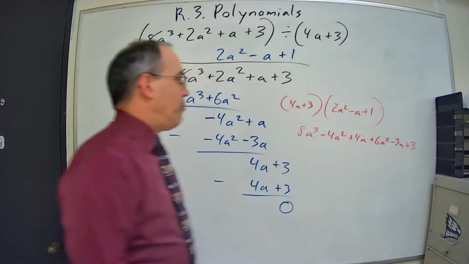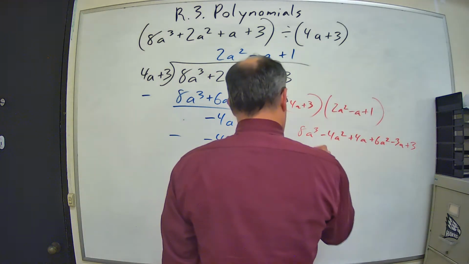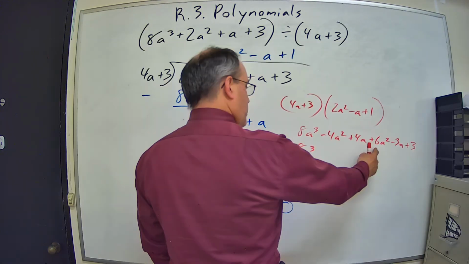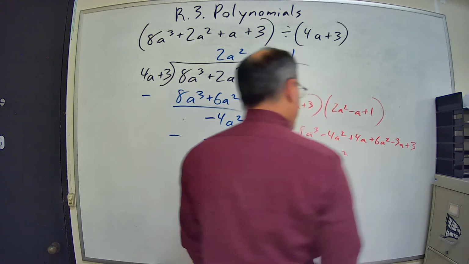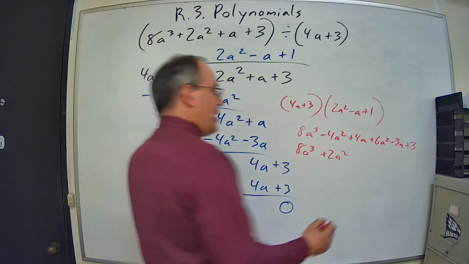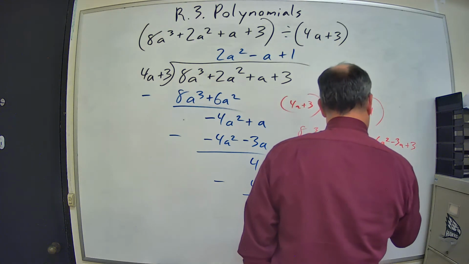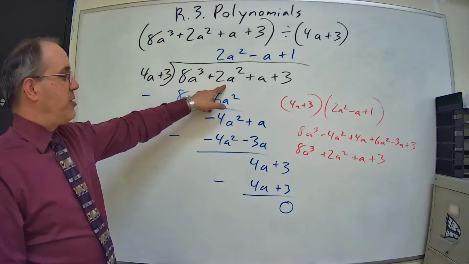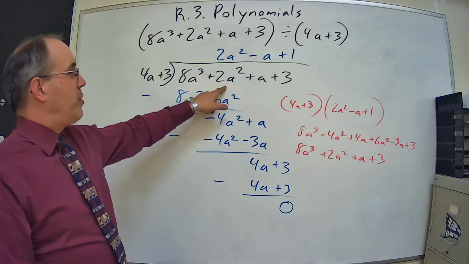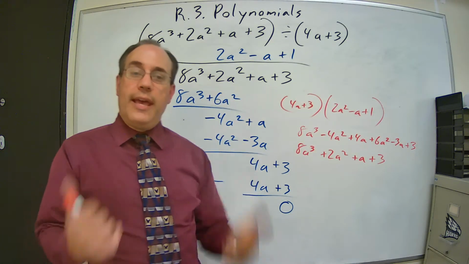And now if I combine like terms, I have 8a cubed, minus 4a squared plus 6a squared gives me plus 2a squared. 4a minus 3a gives me plus a, plus 3. So 8a cubed plus 2a squared plus a plus 3, it worked.